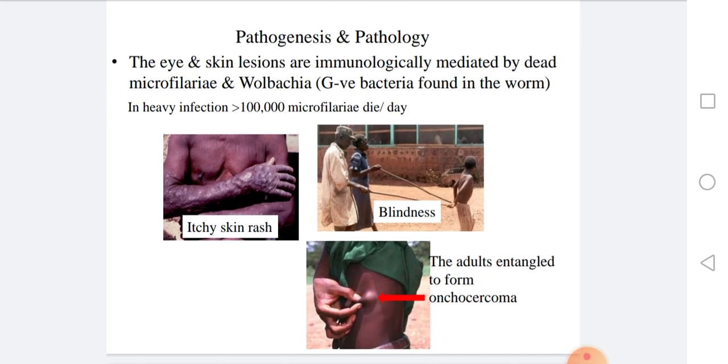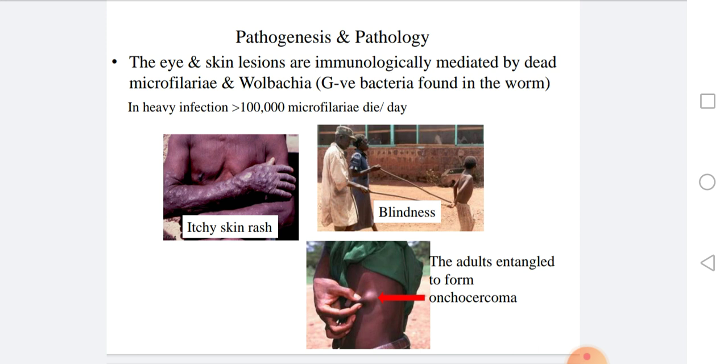Pathogenesis and pathology. The eye and skin lesions are immunologically mediated by dead microfilariae and Wolbachia. Wolbachia are gram-negative bacteria found in the worms, and they help the worms in reproduction.